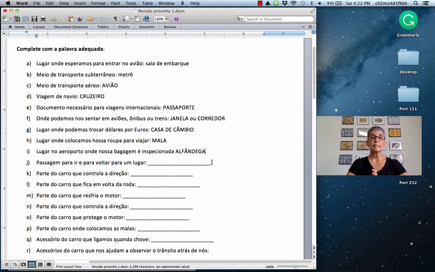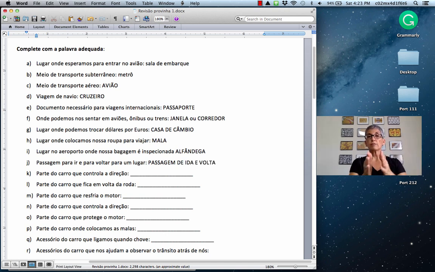Passagem para ir e para voltar para um lugar. So, it's a ticket to go and to come back to a place, okay? Então, ir e voltar. And then you can say a two-way ticket in Portuguese. How do you say that? Passagem de ida e volta, okay? So, that's exactly what you need to write here. Passagem de ida e volta.